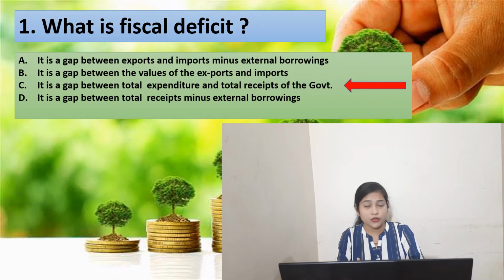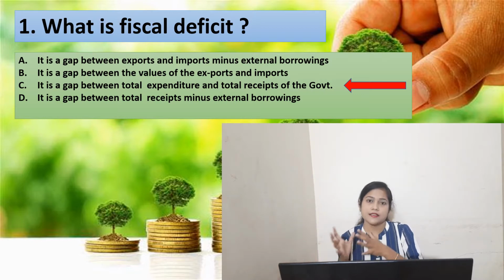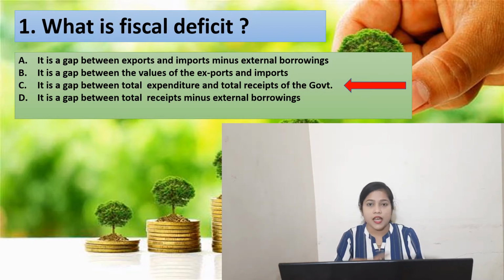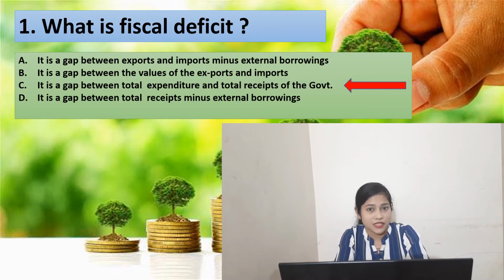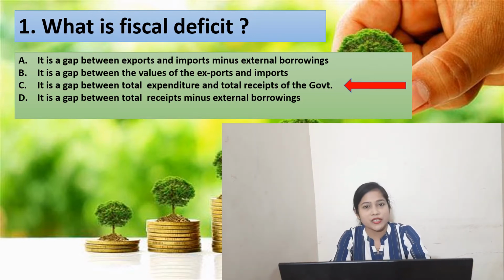See, I have told you, any kind of activity related to government, the concept is whatever it has spent in one year and what it has received in that particular year from the country, that difference will give you the fiscal deficit. Okay, and if your receipt is more than expenditure, it will be fiscal surplus. If your expenditure is greater than receipt, then it will be your fiscal deficit. So this is all about this concept.